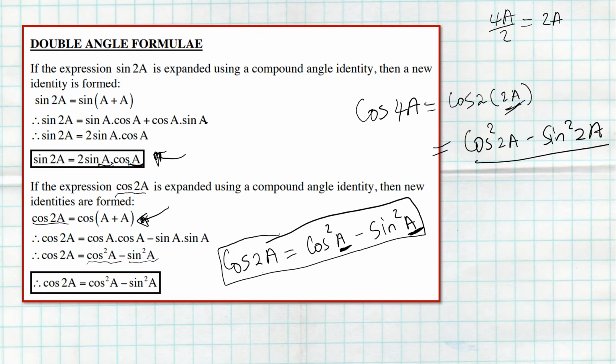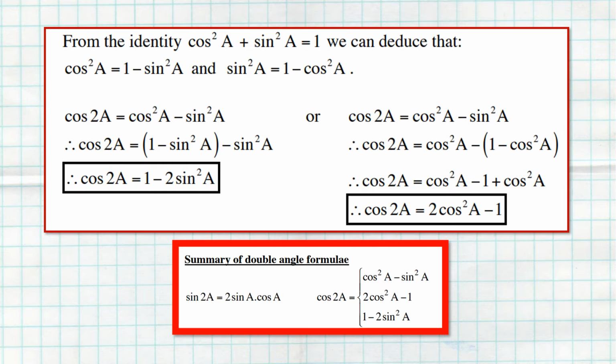But let me just show you, because for cos, we can also get two other formulas for the double angle of cos. Let me quickly show you how we can do this.